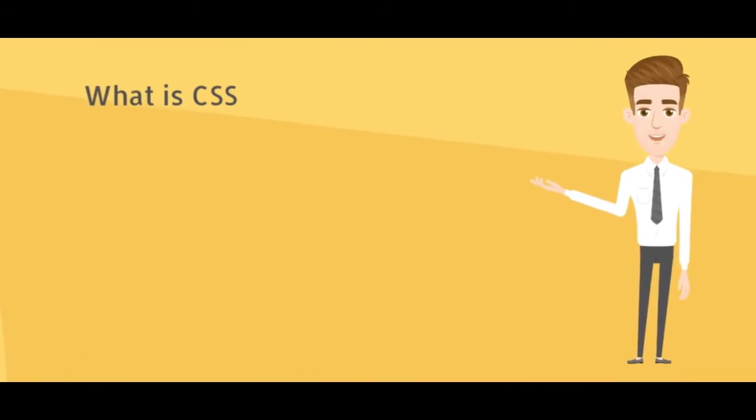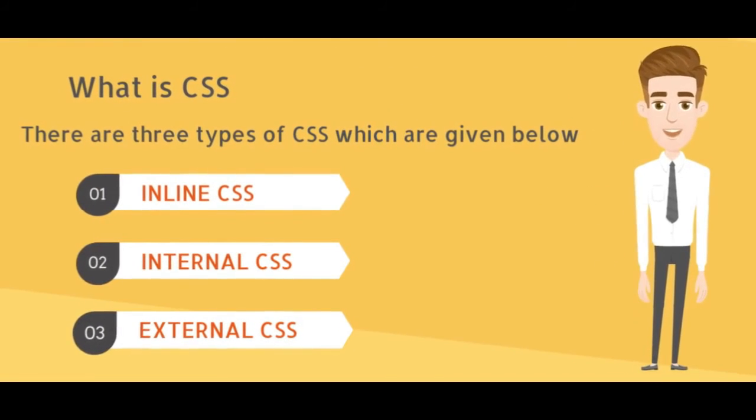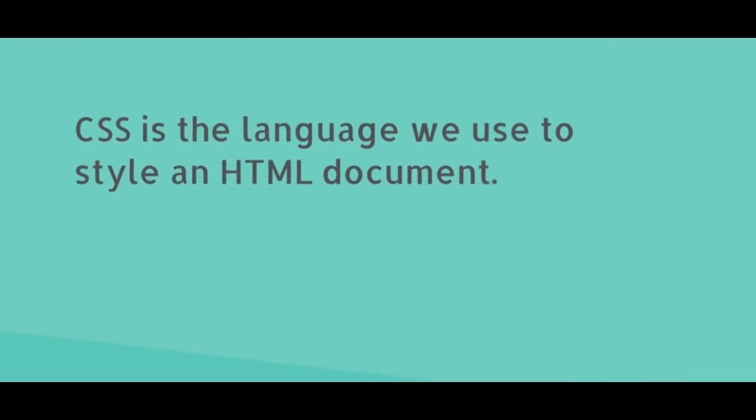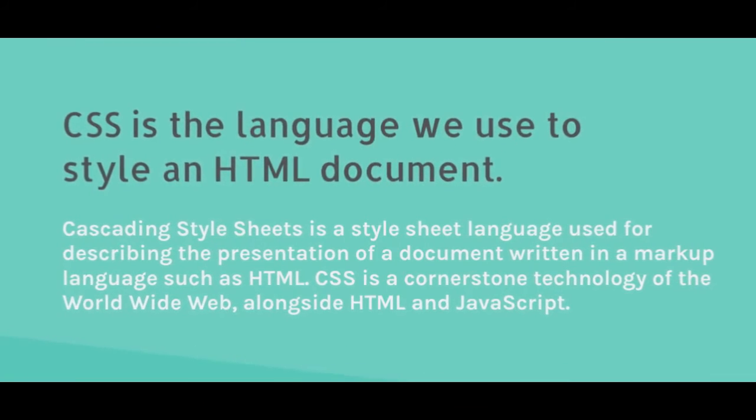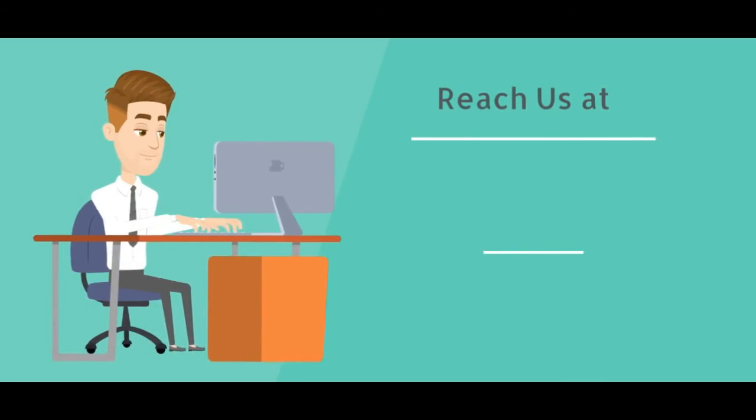What is CSS? There are three types of CSS which are given below. 1 is inline CSS, 2 internal CSS, 3 external CSS. CSS is the language we use to style an HTML document. Cascading style sheets is a style sheet language used for describing the presentation of a document written in a markup language such as HTML. CSS is a cornerstone technology of the World Wide Web, alongside HTML and JavaScript.